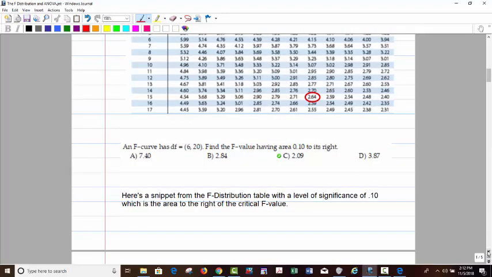Here's one that says F curve, degrees of freedom 6, 20, with an F value area of 0.10 to the right. So in other words, that would be the same thing as saying alpha equals 0.10. That automatically implies area to the right for this graph, so there's no other wording there. But it could have said find the F value for alpha equals 0.10, and that would have been the exact same process.